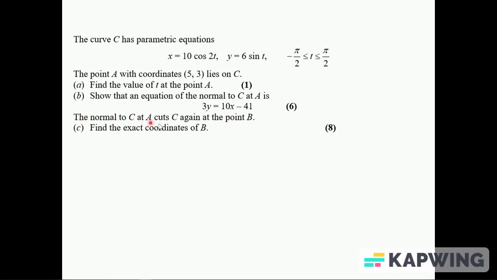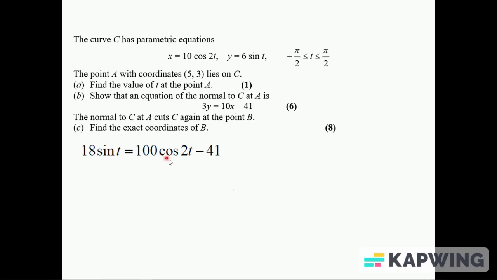Then it says the normal to C cuts the C again at point B. Find the exact coordinates. So I'm going to use the parametrics in my equation of the line. So replace the y with 6 sine t. So 3y is 18 sine t. The 10x will be 100 cos 2t. I've got the minus 41.